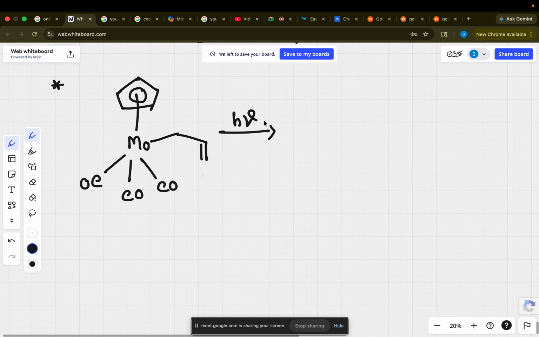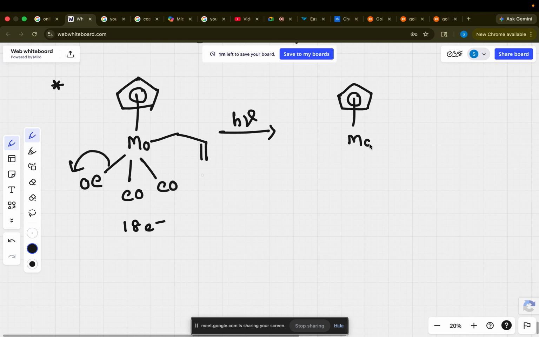In presence of hν, what will happen? Try to solve it. The first step, one CO will leave. The 18 electron converted into 16 electron. Then the positive one converted into a positive 3. So basically, first will be your dissociative mechanism. If it follows dissociative mechanism, what will you get?